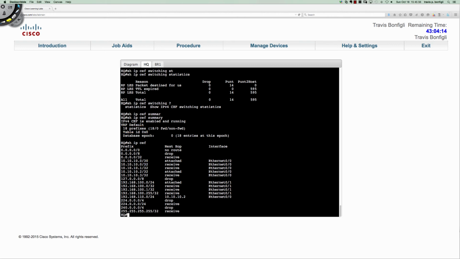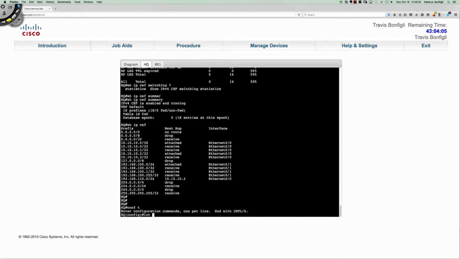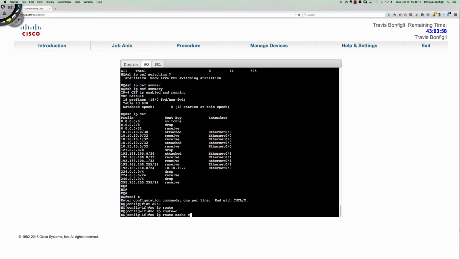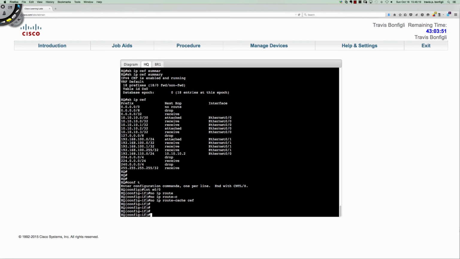So now, what if we wanted to disable CEF switching on the HQ router? Now, this is typically not something that you want to do because you want to take advantage of CEF. So if I said interface Ethernet 0/0 and I said no ip route-cache cef, you'll notice that we don't have the adjacency tearing down or anything like that. And so, again, not a destructive command in the context of the routing protocol that we're running, EIGRP.